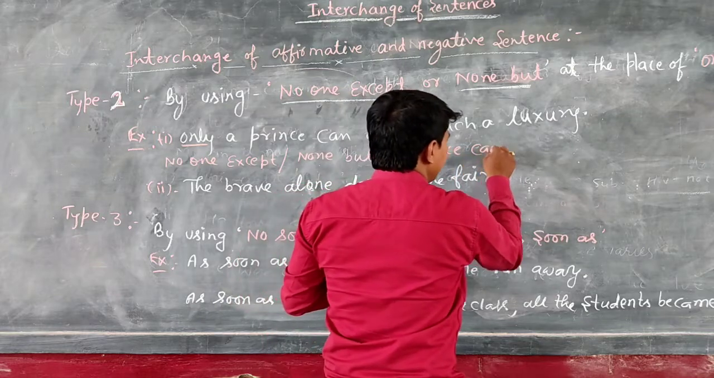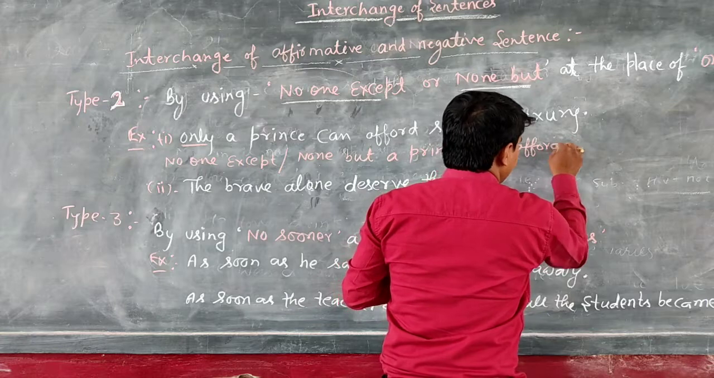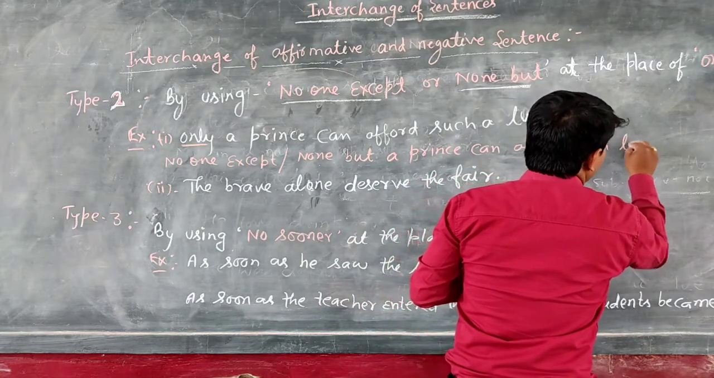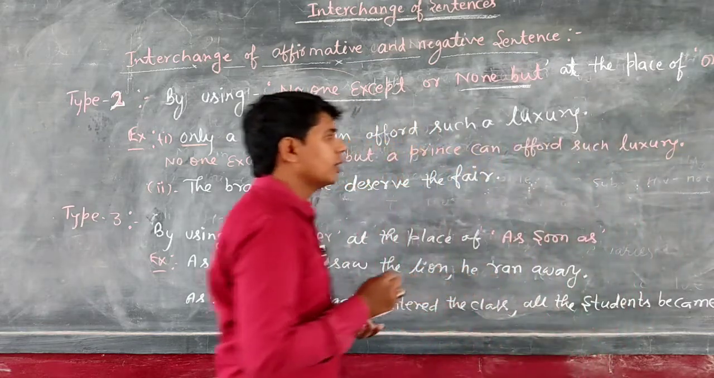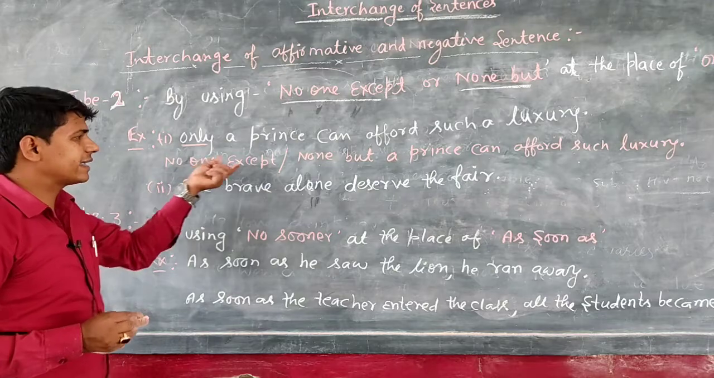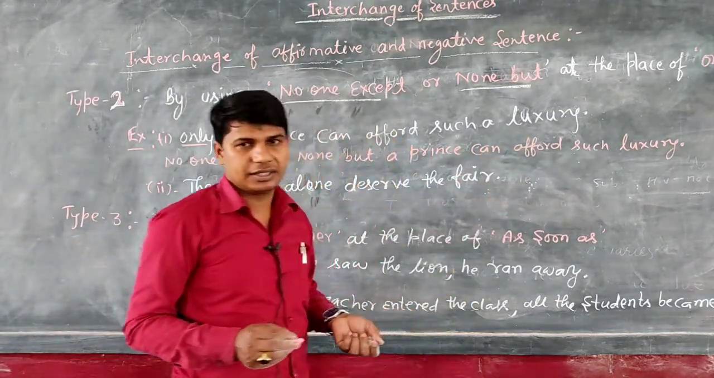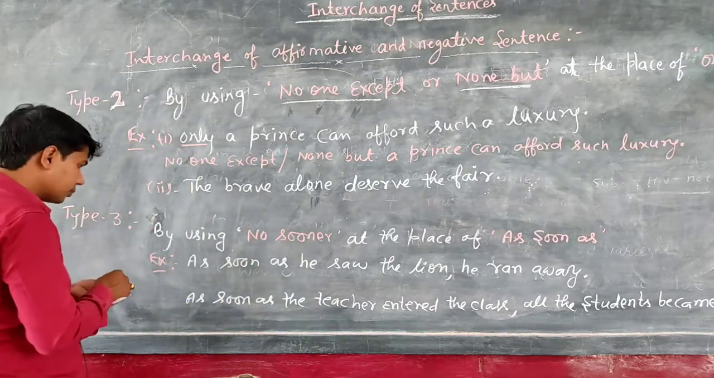A prince can afford such a luxury. Okay? No one except or none but a prince can afford such a luxury. Okay? Now the second example.